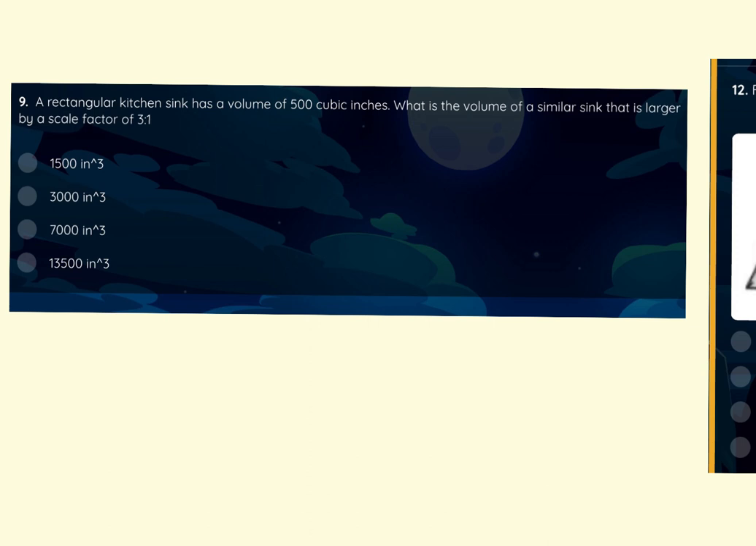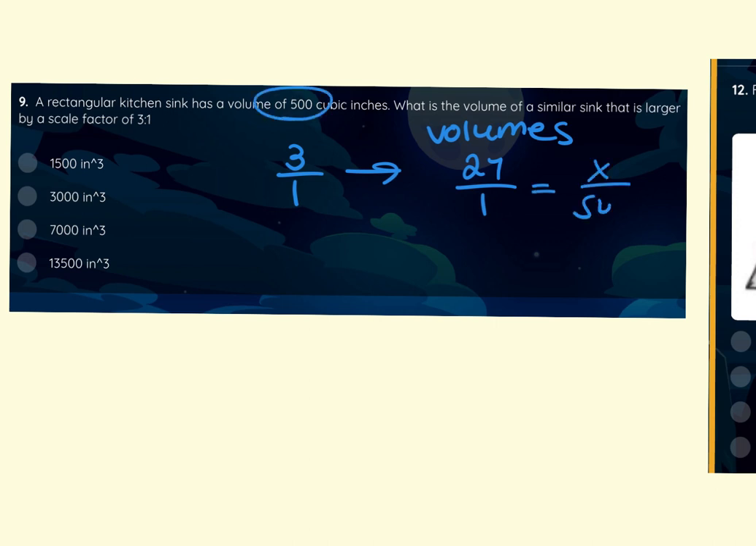This one says a rectangular kitchen sink has a volume of 500 cubic inches. What's the volume of a similar sink that's larger by a scale factor of 3 to 1? So if the scale factor is 3 to 1, what would be the ratio of the volumes? 9 to, no, cubed, right? 27 to 1. And it says the other one is larger, so this is the volume of the smaller one. So this would be x over 500. And then 500 times 27 is 13,500, which was the answer.